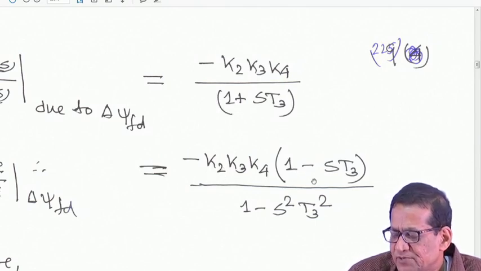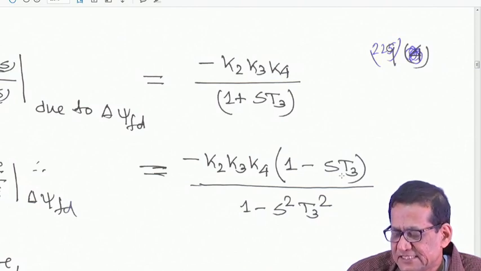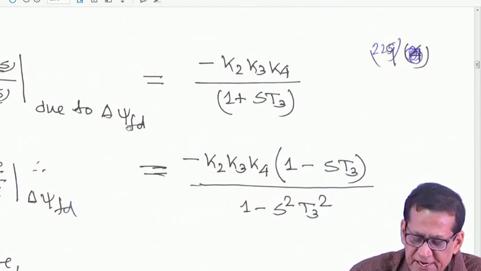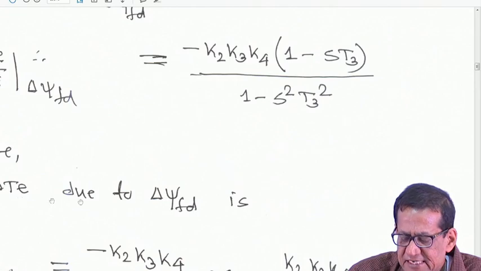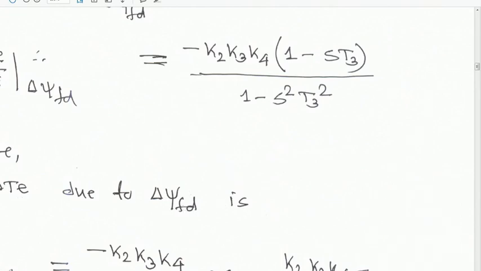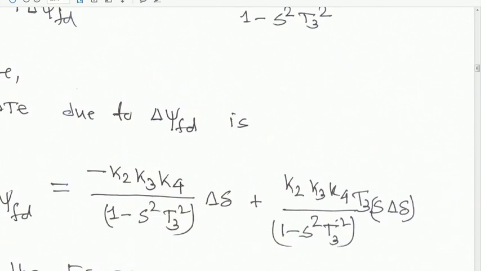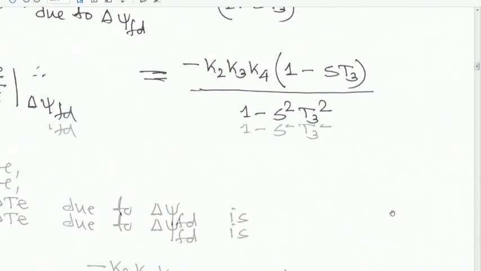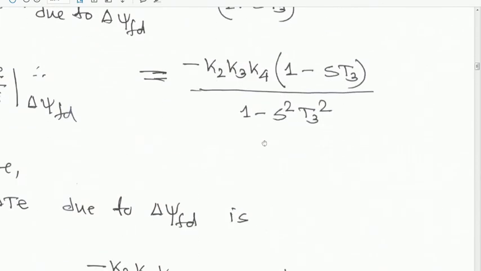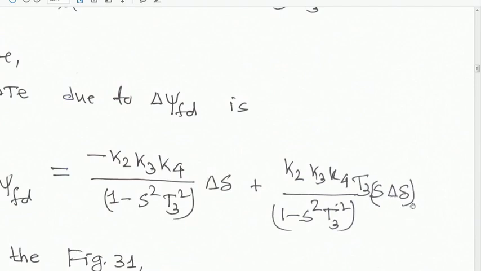Numerator and denominator you multiply by 1 minus S T 3. So, it will become this one multiplied by 1 minus S T 3 upon 1 minus S square T 3 square, right. Therefore, delta T due to delta psi f d, multiplying both sides by delta delta, will be minus k 2 k 3 k 4 upon 1 minus S square T 3 square delta delta plus k 2 k 3 k 4 T 3 upon 1 minus S square T 3 square S delta delta. These two terms we are separating, right. So, one is delta delta, another is S delta delta.